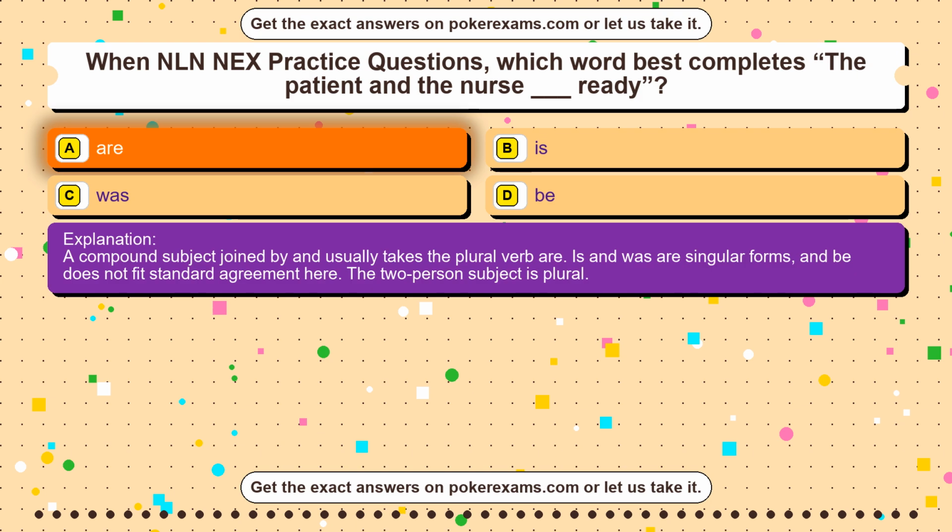A compound subject joined by and usually takes the plural verb are. Is and was are singular forms, and be does not fit standard agreement here. The two-person subject is plural.